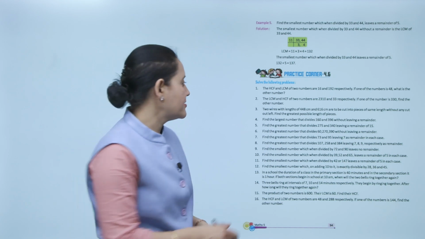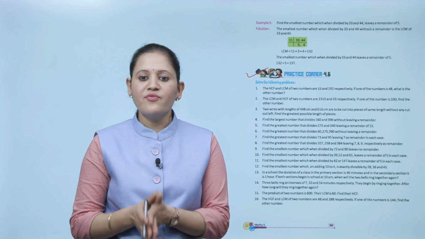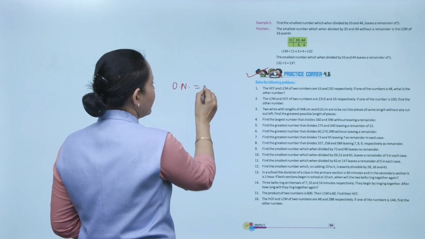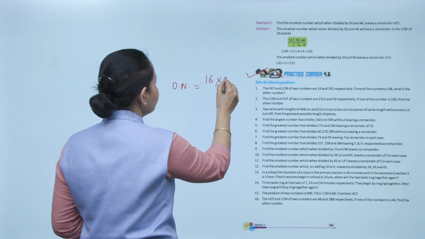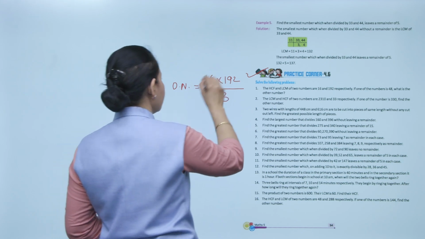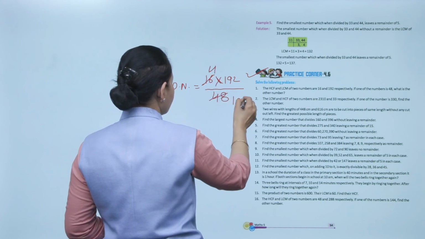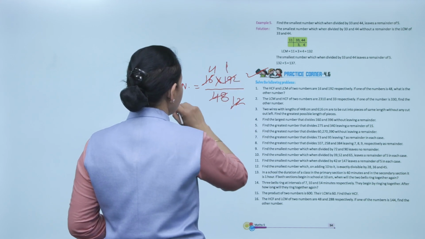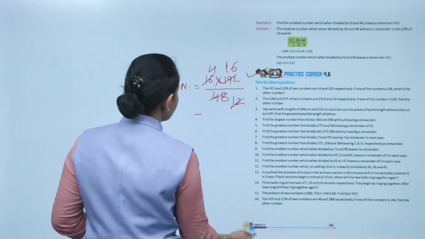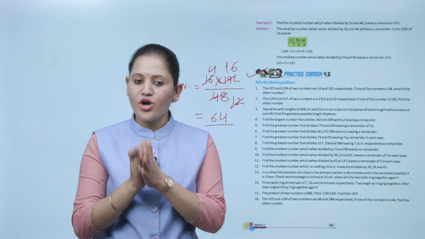Next is practice corner 4.6. The HCF and LCM of two numbers are 16 and 192 respectively. If one of the numbers is 48, what is the other number? So the other number is equal to 16 into 192 divided by 48. So the other number is 64. So practice all the questions of this exercise.